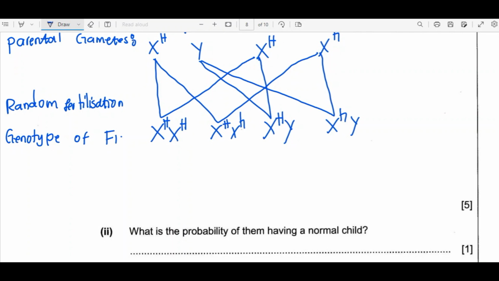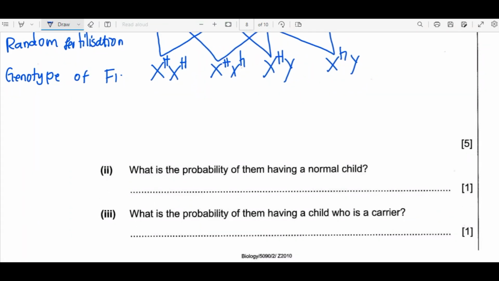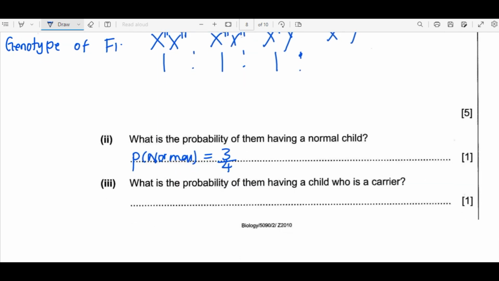Then we move on to question Roman number 1. What is the probability of them having a normal child? So a normal child, normal, normal, normal. This time, we don't care whether a carrier woman is still normal. So the probability of normal is 3 over the total of 4, which is 75%.